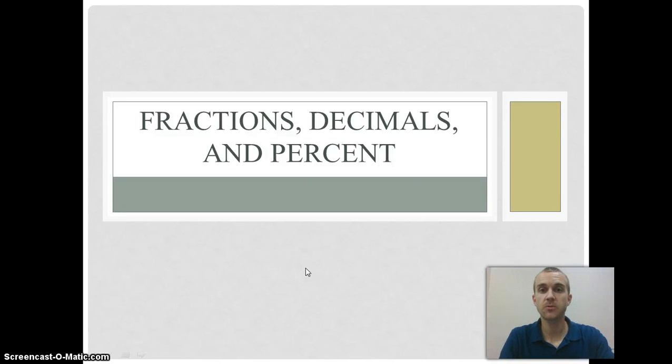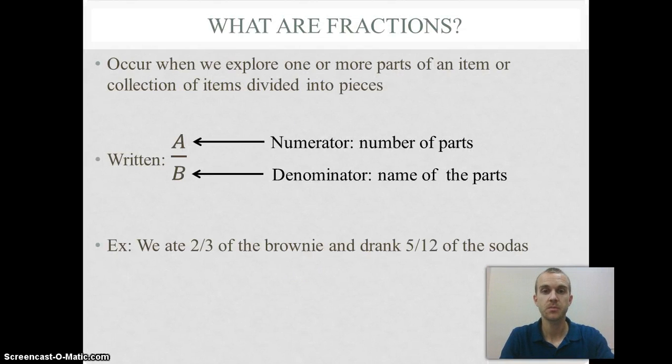In this video we'll explore fractions, decimals, and percent. Now first thing is to make sure we understand what fractions are. They occur when we explore one or more parts of an item or a collection of items divided into pieces. Our top number is called the numerator, and that's the number of parts we have. And our bottom is called the denominator, which is the name of each of the individual parts.